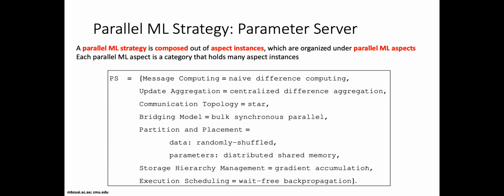So by and large, any parameter server, and there are many flavors of them, you can boil down to basically a list of the aspect instances that they use, right? For example, they compute messages; if it's SGD, you're going to compute basically something I call naive difference computing. You're going to aggregate them in a centralized way in a star topology. There's one parameter server and all machines are talking to it, and it's talking back to all machines, and so on and so forth. The point is that it suffices to understand a system through what strategy it implements.